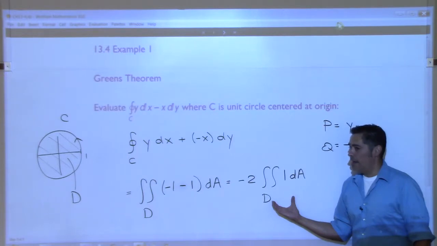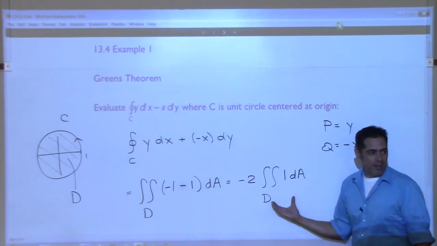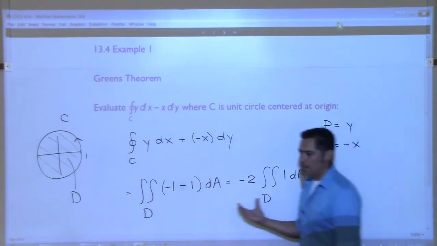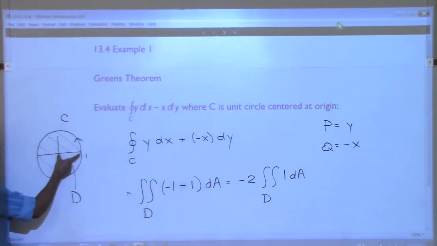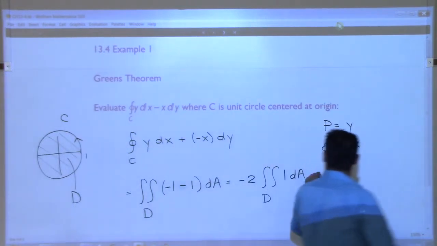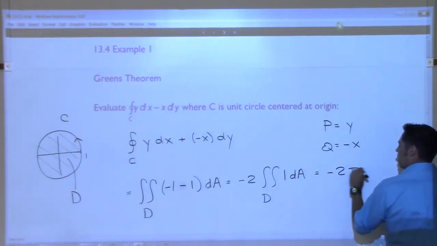This is the area of D, isn't it? And we can do that without even doing any computation. Because this is D, right? And that has a radius of 1. So the area of that is pi r squared. So the area of that is just pi, isn't it? Understand? So this is just negative 2 pi.